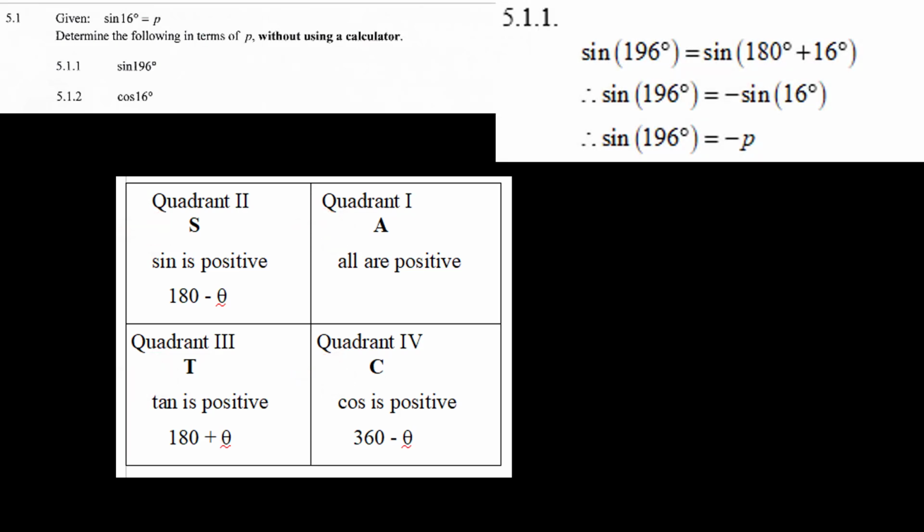So sine 196 is equal to sine 180 plus 16. This puts it in the third quadrant, so it's negative. Sine 196 equals minus sine 16. Sine 196 equals minus p.